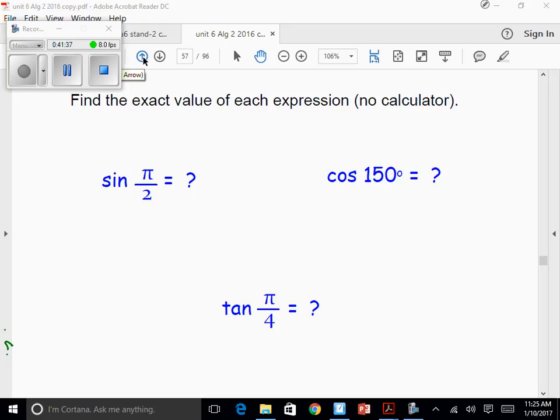Here it comes. On your paper, please write down the following, and this is for everyone, whether you try to understand or not. Tan is just sine over cosine. Whatever you're given for sine, you write that on top. Whatever you're given for cosine, you write that on the bottom. If you were just given regular numbers, it would be easy, but you're going to be given fractions.